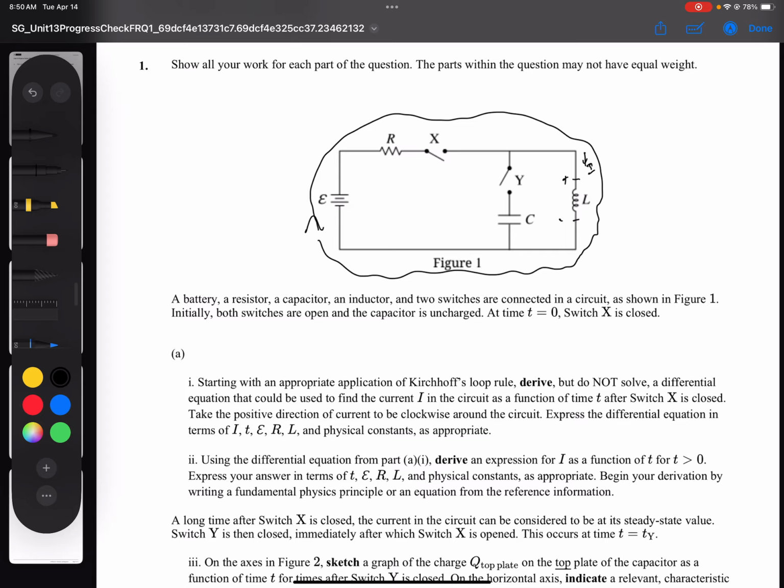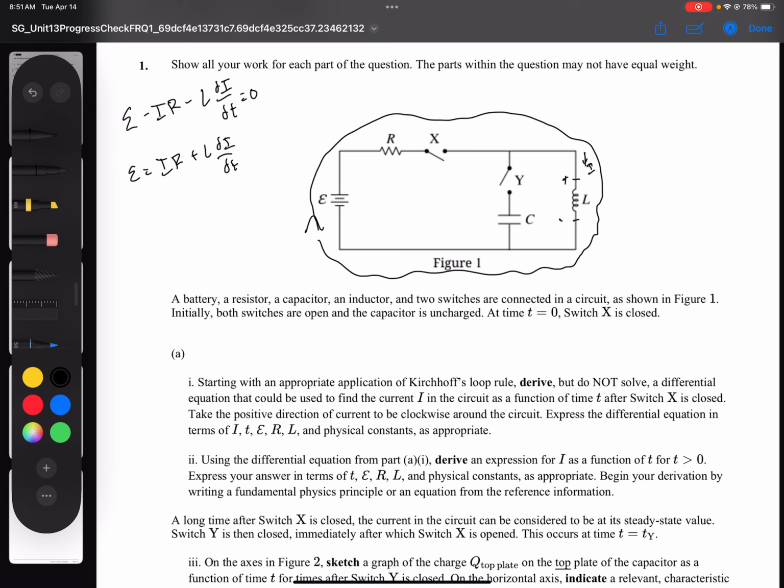So let's set up our equation. So epsilon minus IR minus L di over dt equals 0. Okay. So then the EMF of the battery is equal to IR plus L di over dt. And let's make sure this makes sense. So I really want to emphasize this point here.